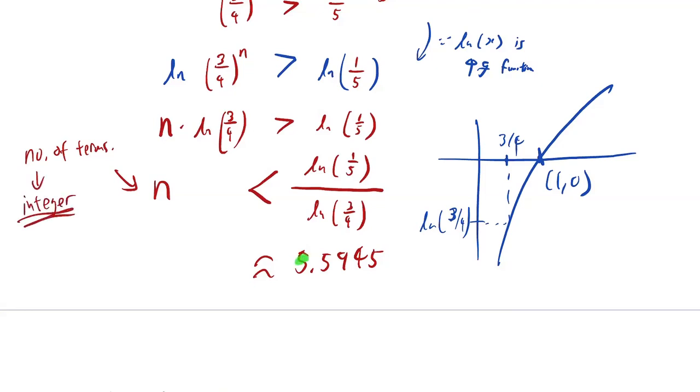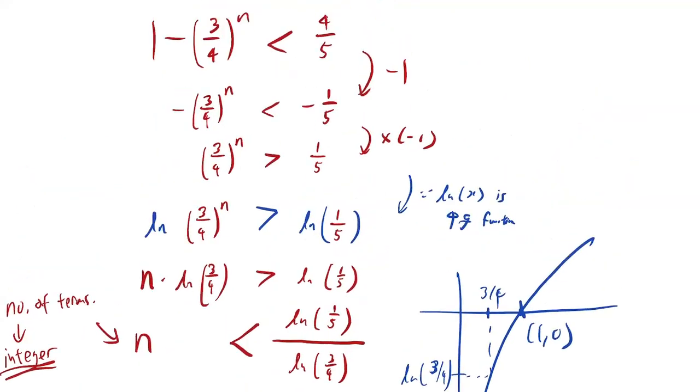So in this case, less than 5.5 means the largest value of n must be, answering back to the question, largest value of n must be 5. Exactly, that's your answer. Yeah, this is a standard question actually.